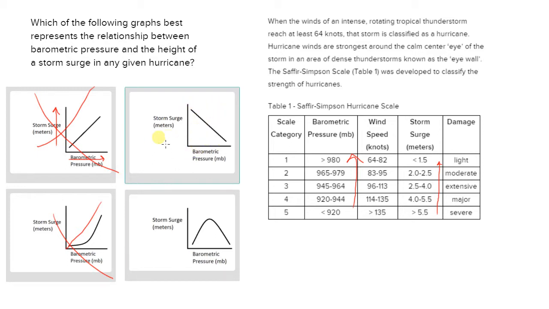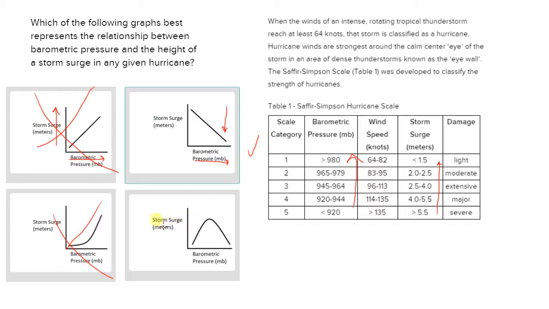So our third choice, answer choice C, shows that as the barometric pressure increases, the storm surge decreases, because as we're increasing the pressure, we see that the storm surge actually drops. And so if we look at our chart again, as we increase our pressure, we see that the storm surge actually decreases. So this answer could be the right one.